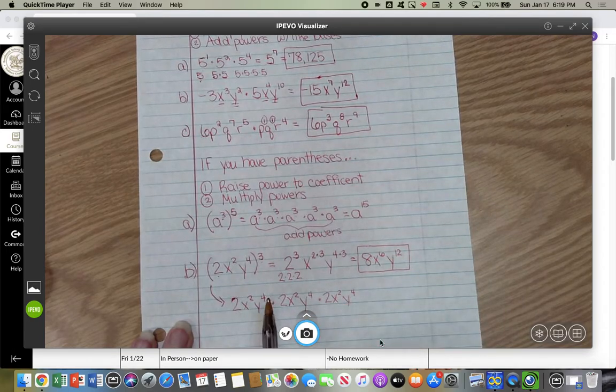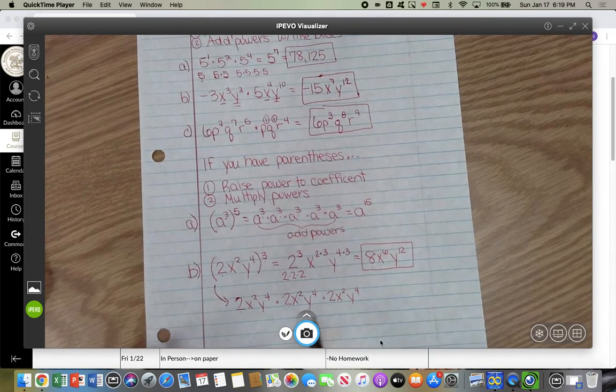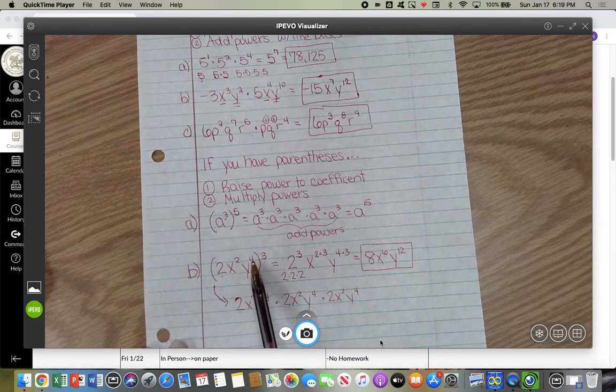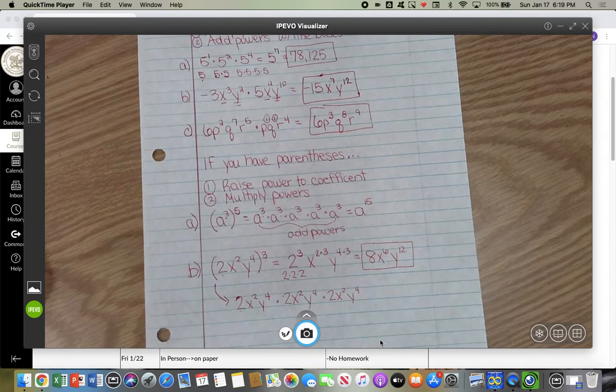And then you could just do 2 times 2 times 2, which gives me 8. 2 plus 2 plus 2 gives me 6. 4 plus 4 plus 4 gives me 12. So whenever we just raise the power and multiply our exponents, that's essentially what we're doing when we expand it. It's just a little bit more of a shorthand thing.